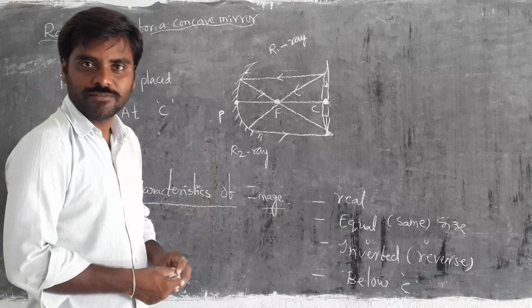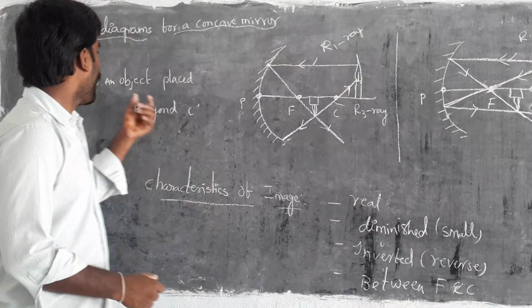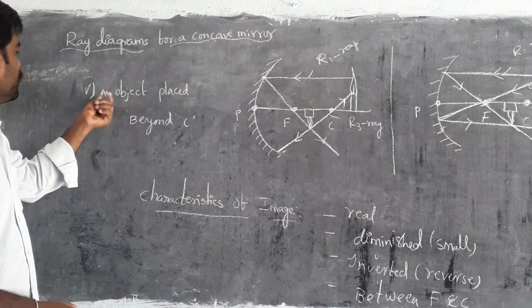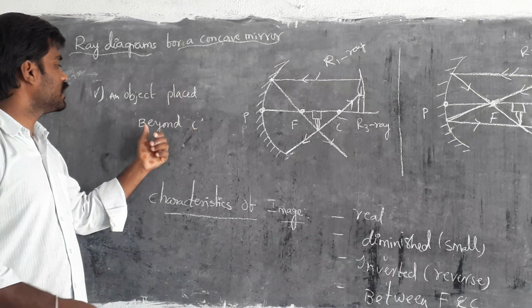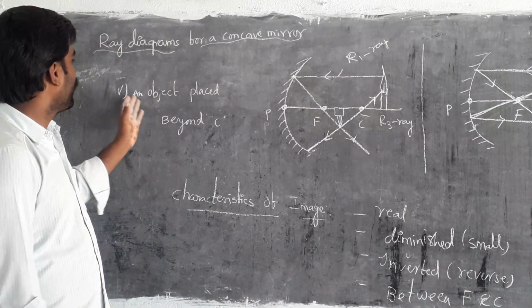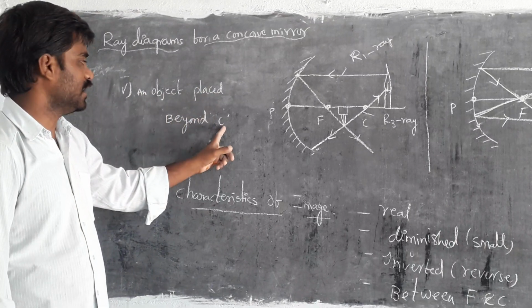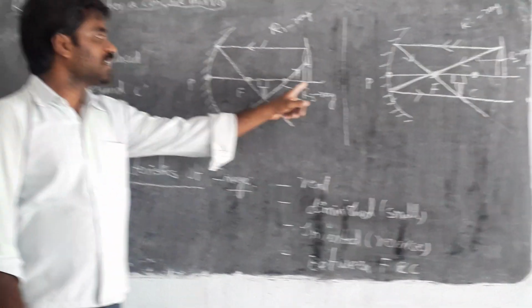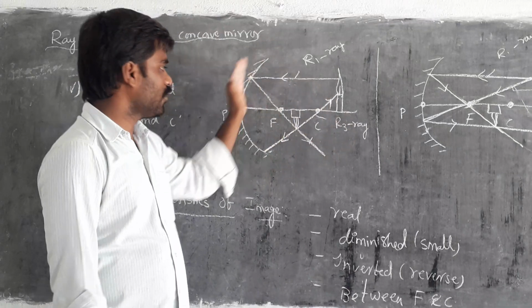Right, children? Now you have one more concept, that is an object placed beyond C. Yes, children. For that, an object is placed exactly beyond C in front of the concave mirror.